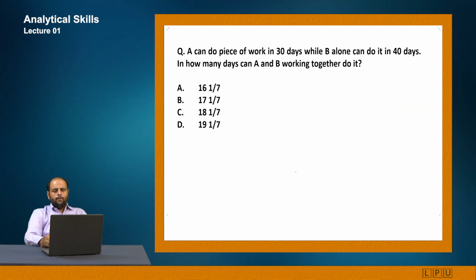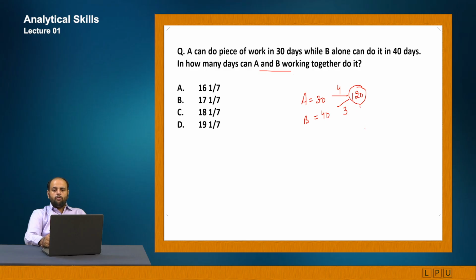Now the first question he will be asking: A can do a piece of work in 30 days. So in the question, A is doing a piece of work in 30 days and B is doing the same piece of work in 40 days. He will ask in how many days A and B working together can do it. So just take the LCM for this. What will be the LCM? It will be 120. And now what will be the 1 day work? 120 divided by 30, that will be 4, and 120 divided by 40, that will be 3. Now you will be asked in how many days A and B working together.